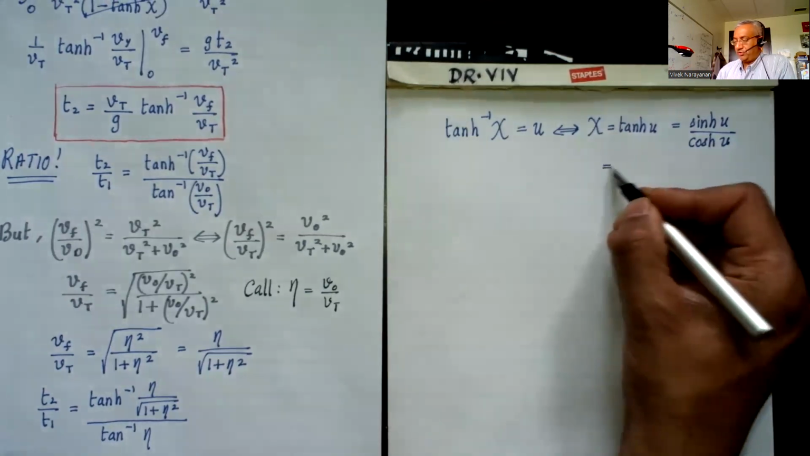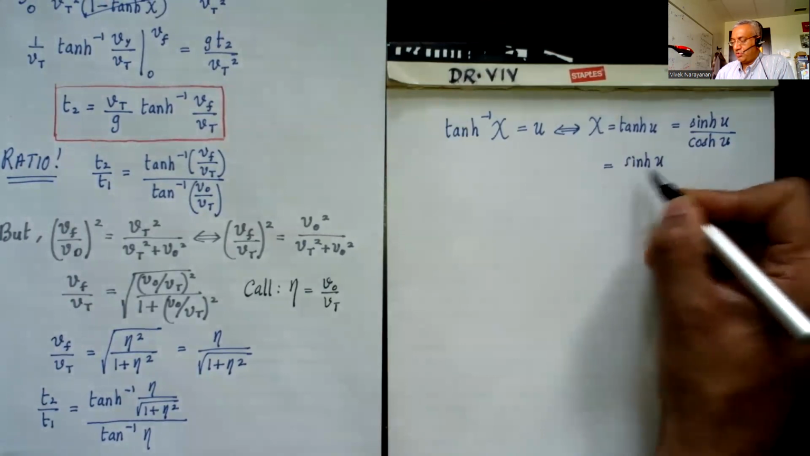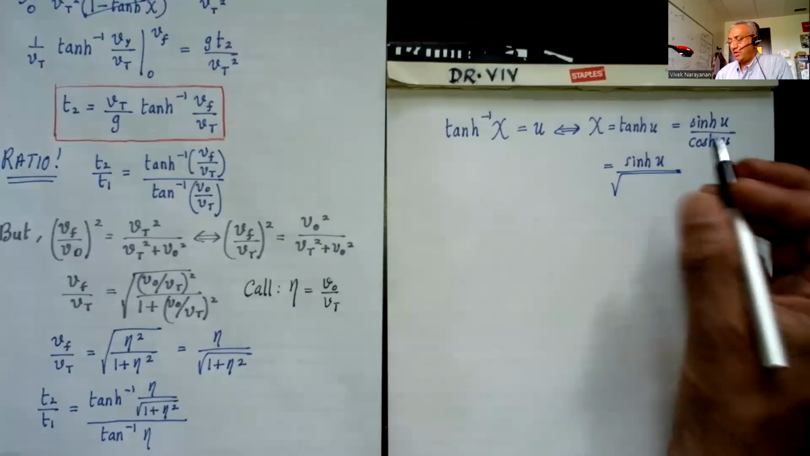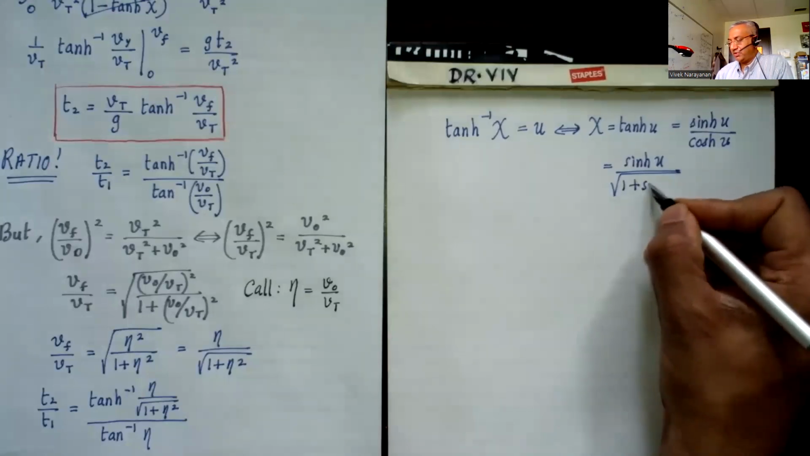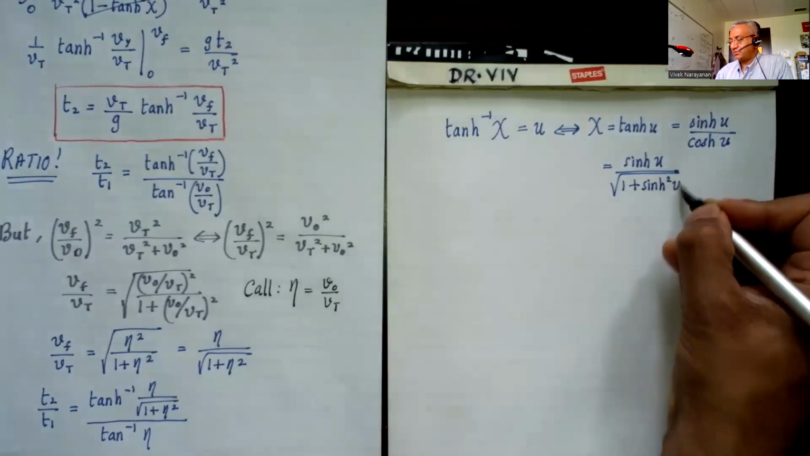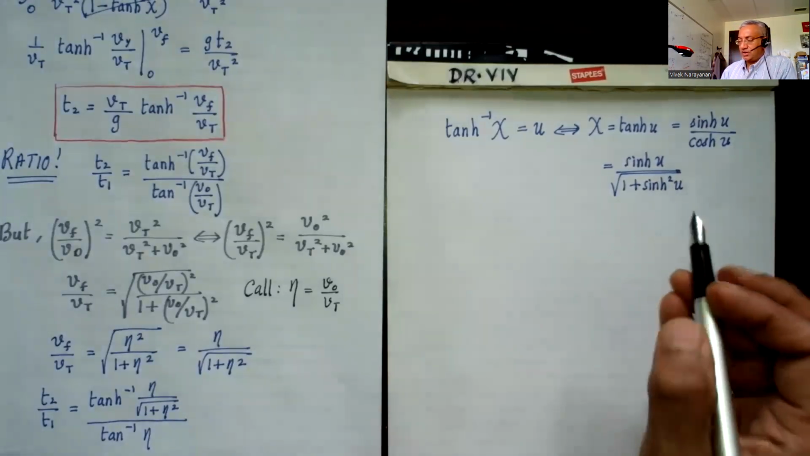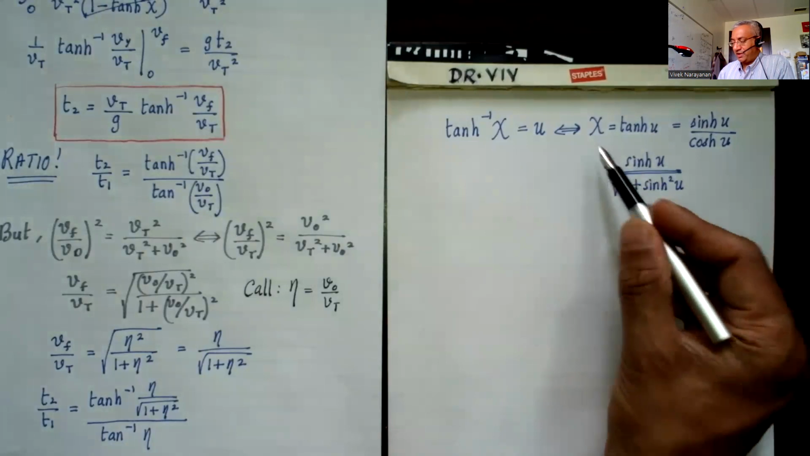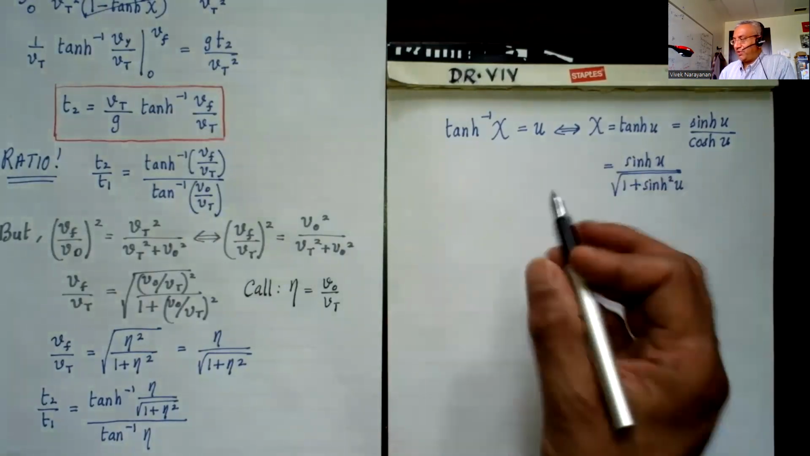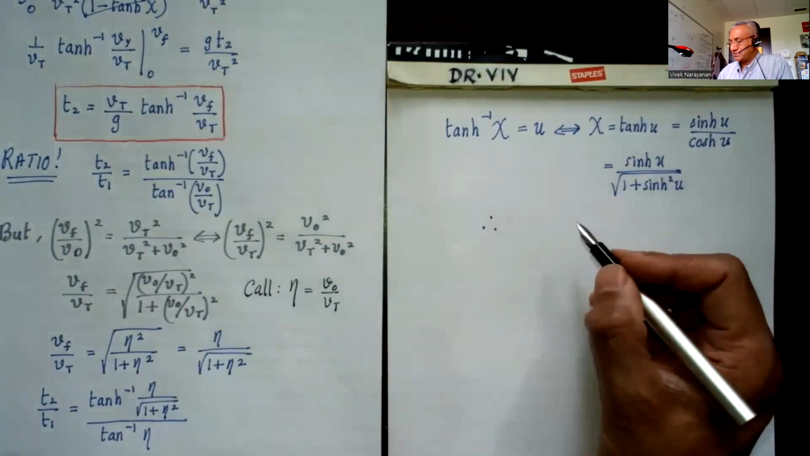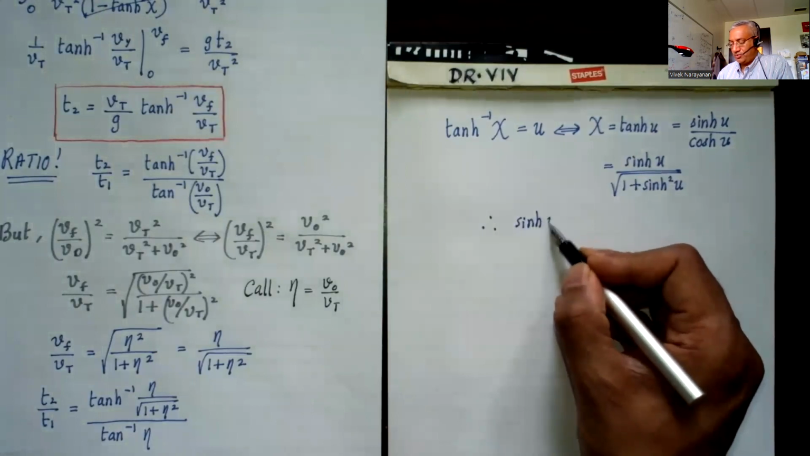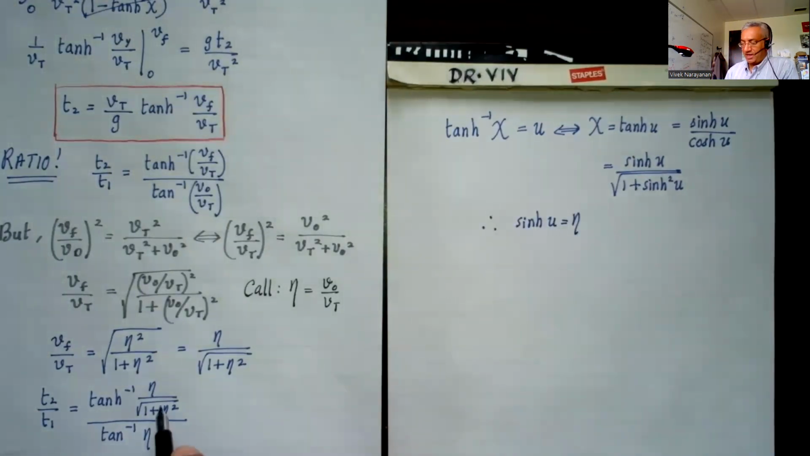Now, by Osborn's rule, that is sinh u over the square root. Now, normally I would say cos equals 1 minus sine squared. So in hyperbolic speak, it becomes 1 plus sinh squared. So this is really interesting. Chi is equal to all of that. Therefore, I conclude that sine hyperbolic of u must be equal to eta. So that way I have eta over square root of 1 plus eta squared right there.